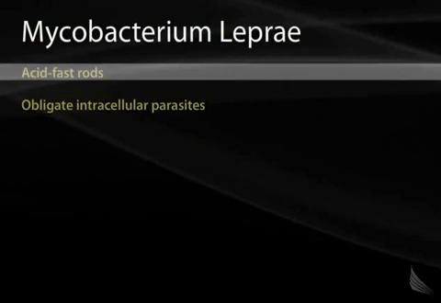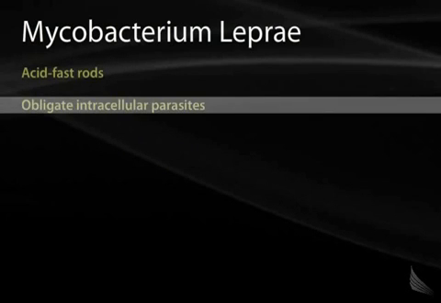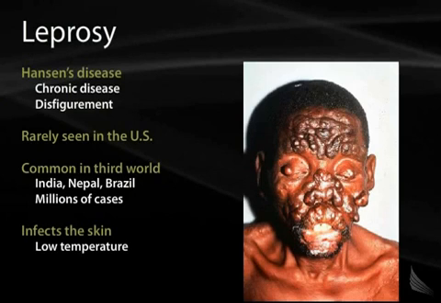Mycobacterium leprae are acid-fast rods, and they're obligate intracellular parasites. Leprosy is caused by Mycobacterium leprae. It's also called Hansen's disease. It's a chronic disease that's featured with massive disfigurement.